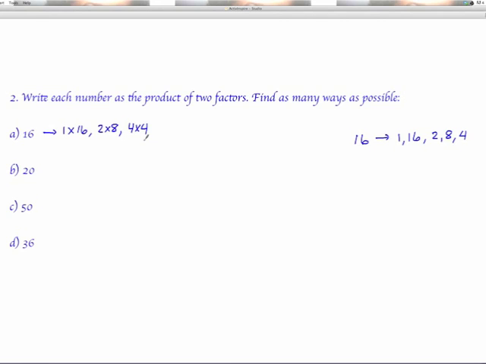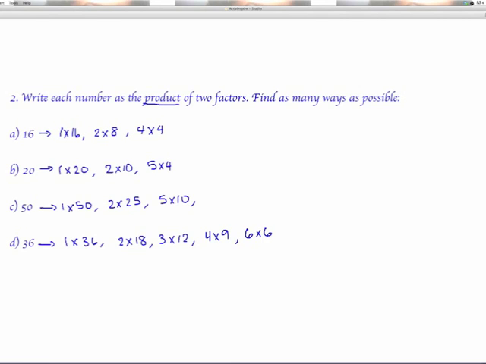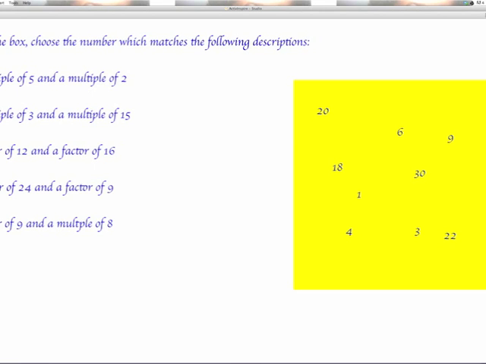Okay, you're going to do the same thing with 20, 50 and 36. And here are your answers. Okay, from the box you're going to choose the number which matches the following descriptions. So we've got multiple of 5 and a multiple of 2. So multiples of 5 are just your 5 times tables, multiples of 2 are your 2 times tables. So which of these numbers appear in both of the 5s and the 2 times tables?